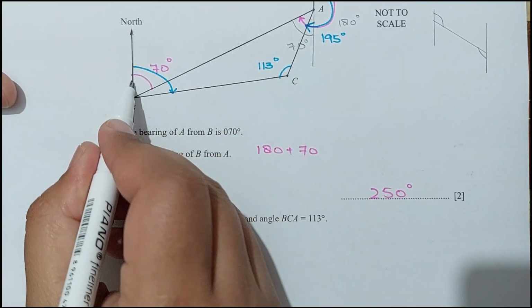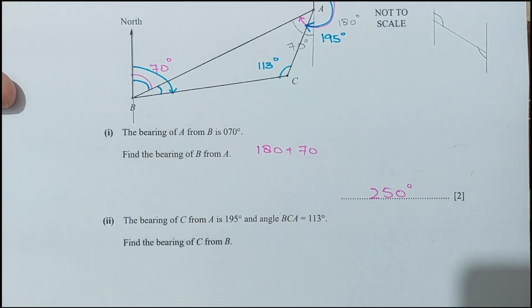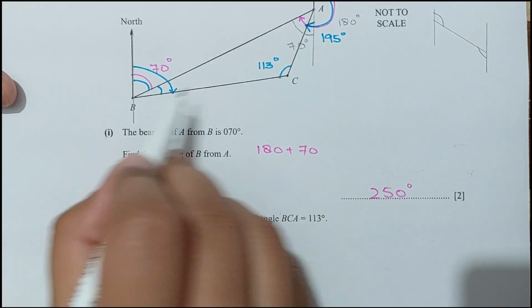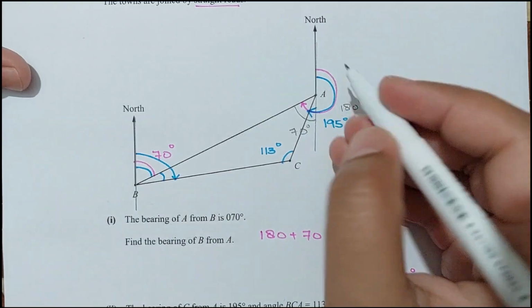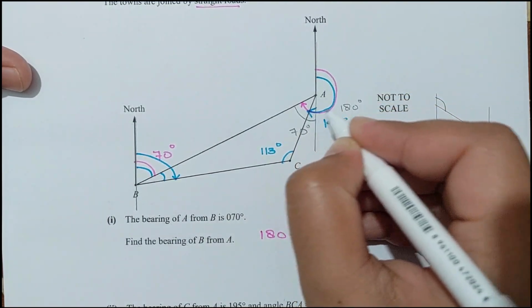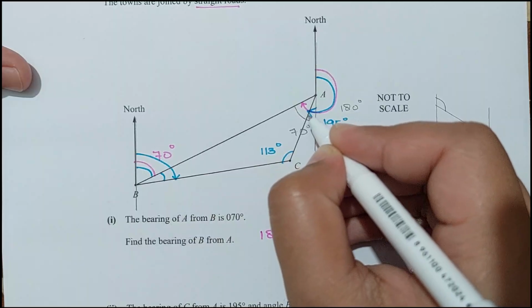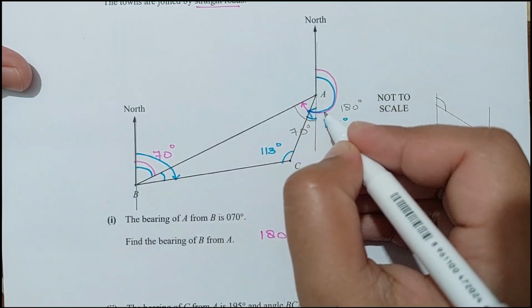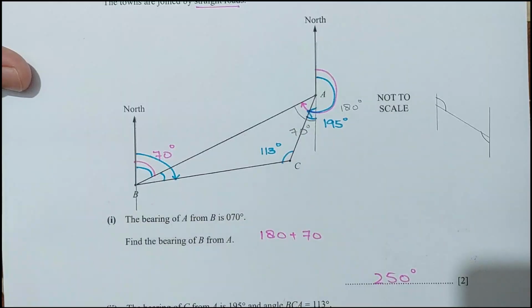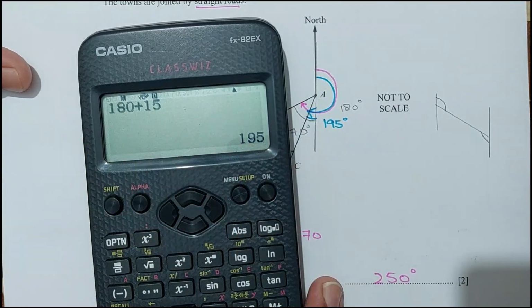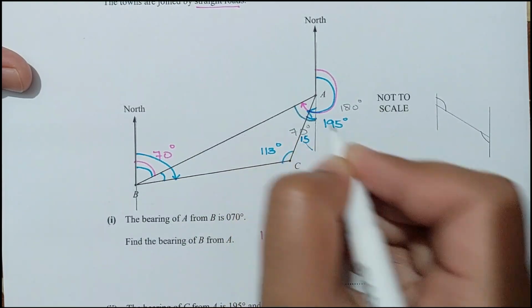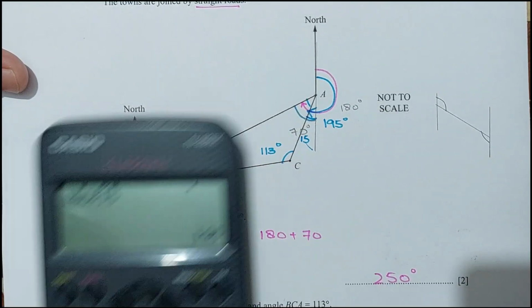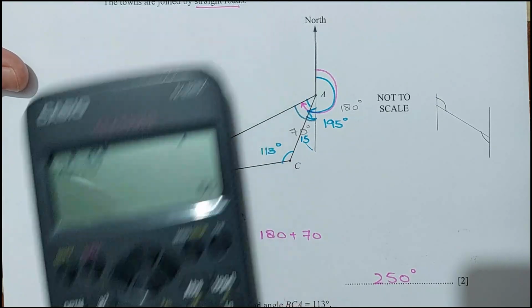In 70, we have, this is 70 as we know. We have to add something to get that bearing, right? So what is that angle? As we know this straight line is equal to 180, and some angle. In 180, what do we add to get 195? 180 plus 15 is 195. So this angle is 15. And this whole angle we know is 70. So what is that angle? From 70, take away 15. That angle is 55.